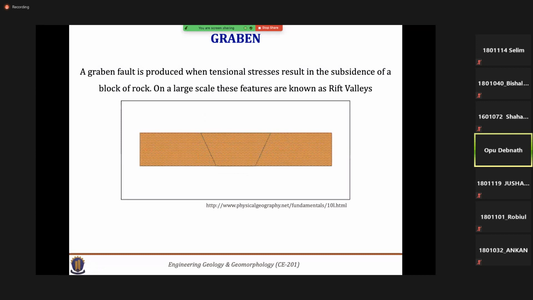Along the fault line, two plates are moving away from each other, and when the tensional stress results in land subsidence of the intermediate block on a large scale, a valley will be created. Due to this downward movement, this zone acts like a valley, a rift valley. So this is the graben.